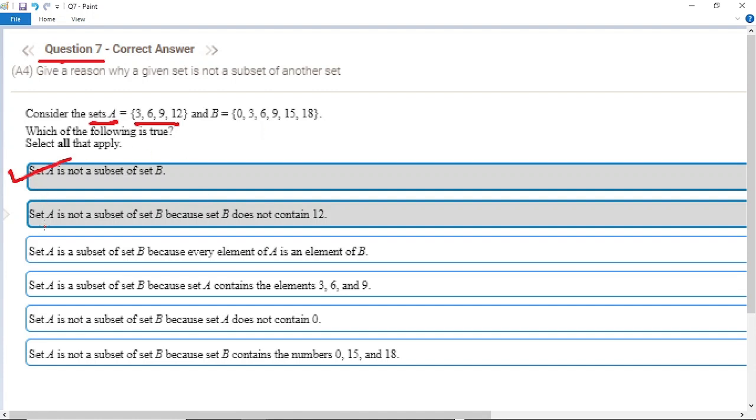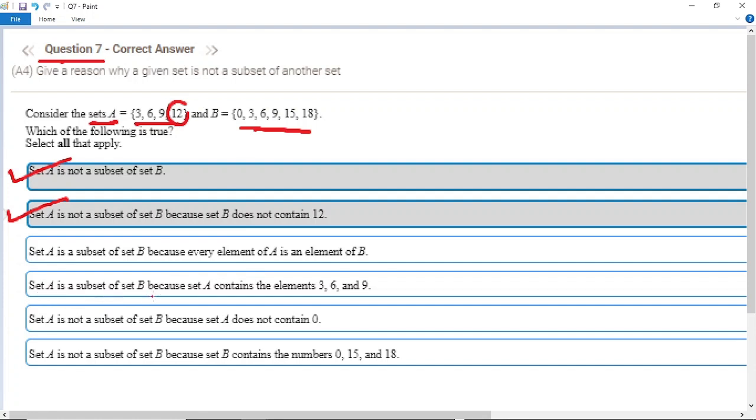Okay, second answer. Set A is not a subset of B. Okay, this is what we've selected as true in the first answer because set B doesn't contain 12. Set A contains 12 here, but 12 is not in B, which is the right answer. Now, set A is a subset of set B. No, it's not a subset. Every element of A is an element of B? No, 12 is not an element of B, which is the wrong answer.